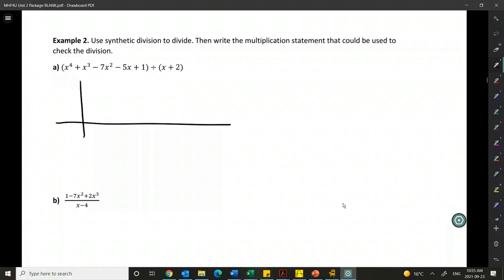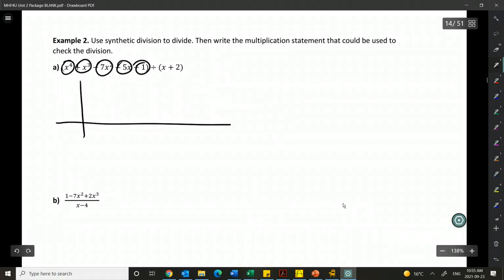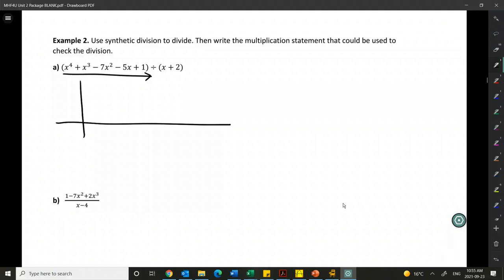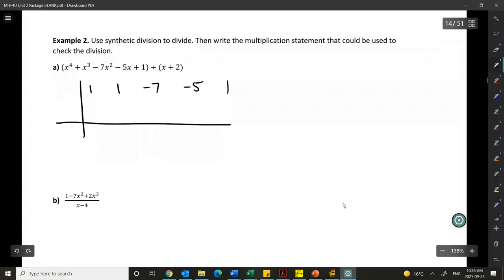Okay, so double check, is everything in descending order in your dividend? If the answer is yes, check if you have perfect descending order. So are there any x terms that are missing here? No, it goes 4, 3, 2, 1, constant. Perfect. So let's just write the coefficients of the dividend here. So 1, 1, pay attention to your negatives and positives. This one's negative 7, negative 5, positive 1.